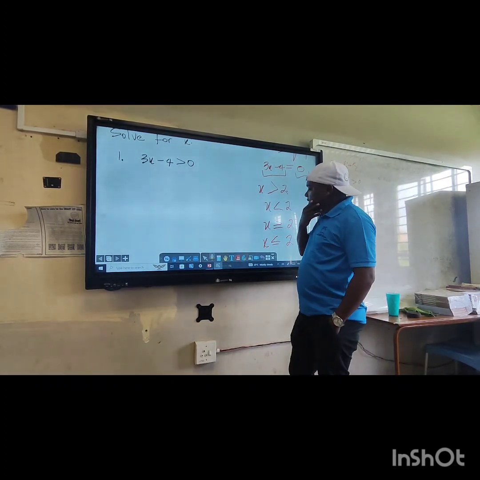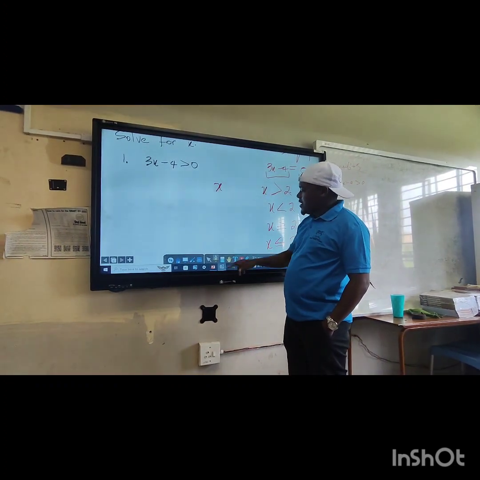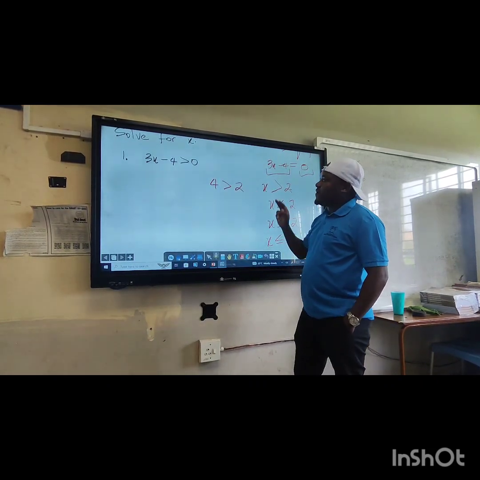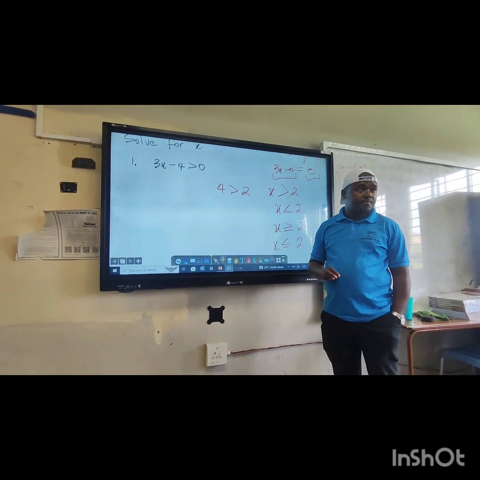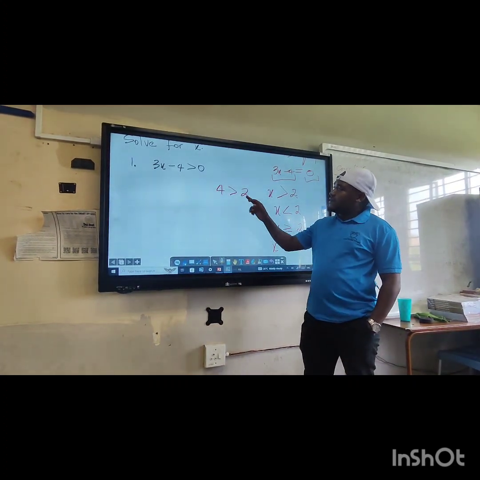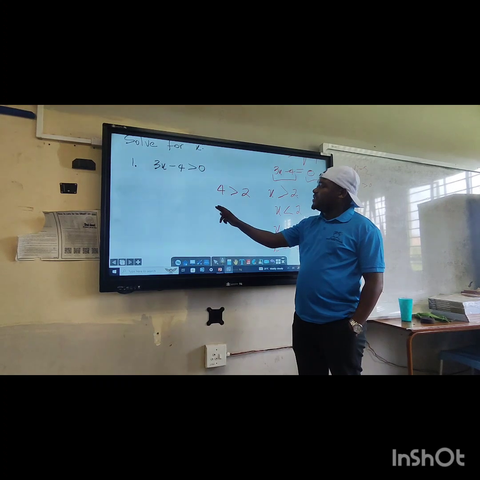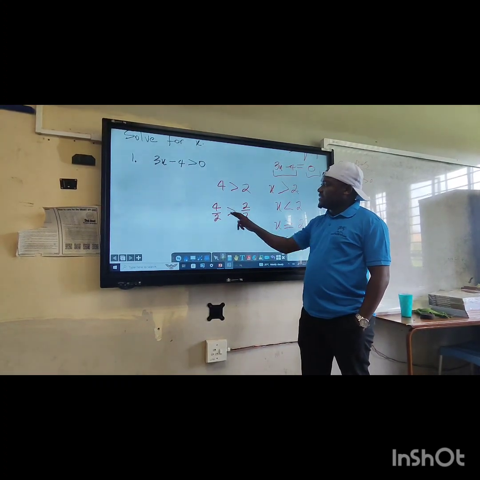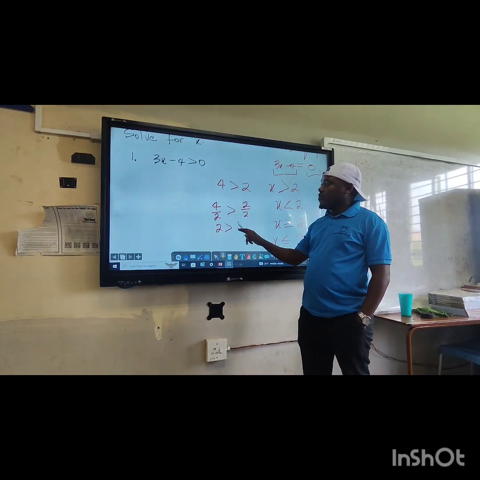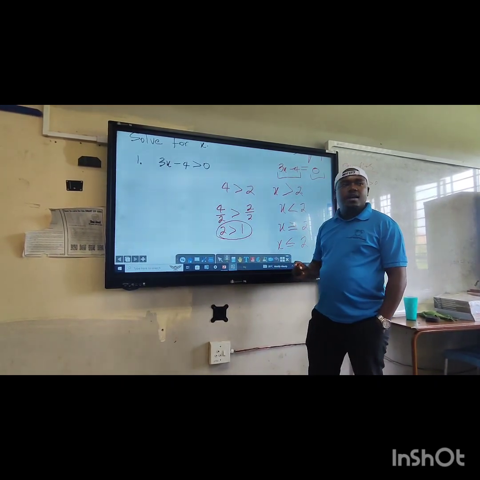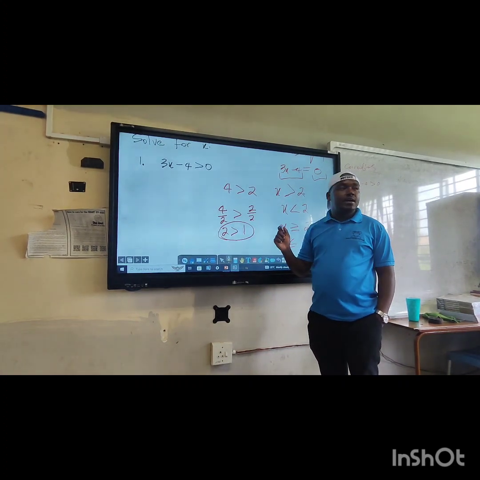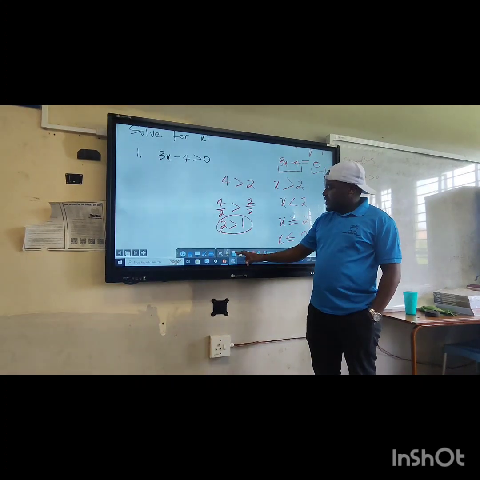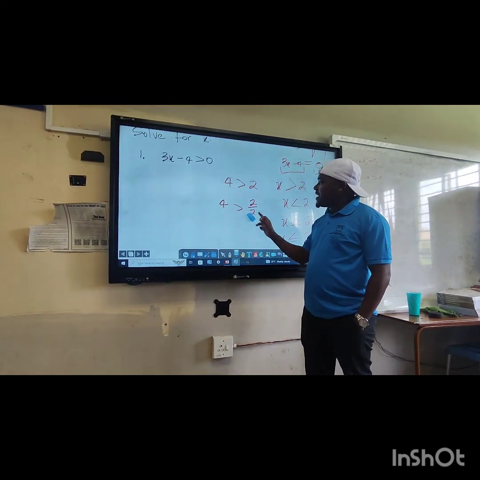So just to see the rules applied here, let me start with a number. When I have 4, it is true that 4 is greater than 2. Yes. Very true. If I divide both sides by a positive number, for example, I divide both sides by 2, the answers I get will be 2 is greater than 1. This is still true, right? Yes. That means by dividing by a positive number, I did not change the inequality sign. It still remains true.